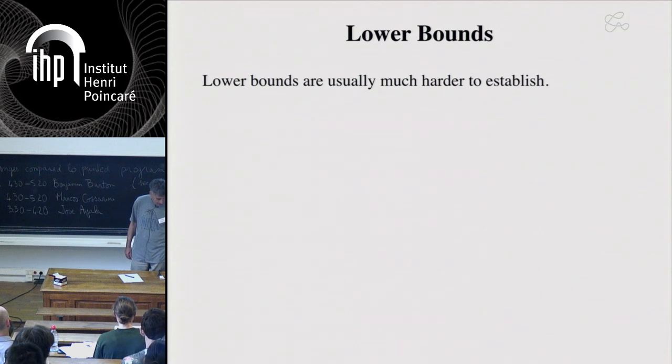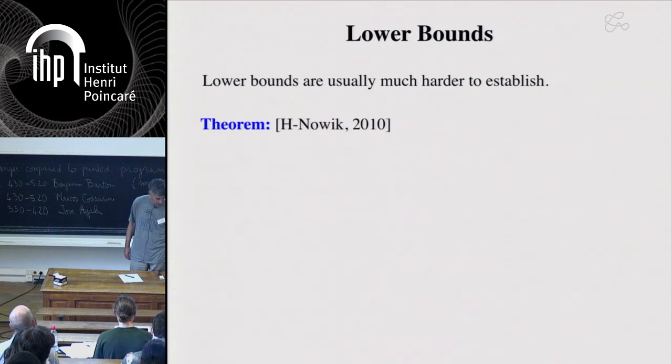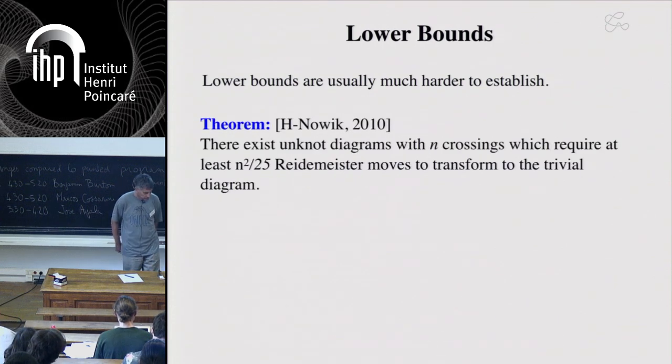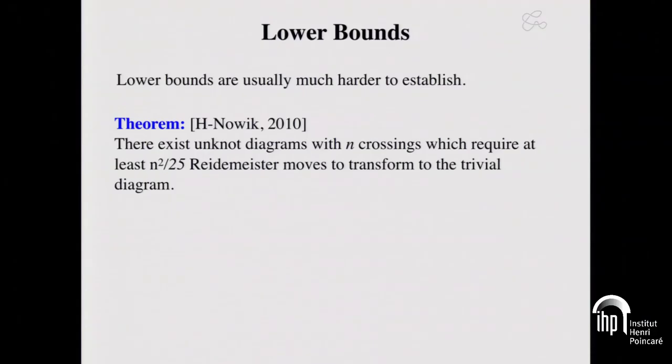So in the last minute, I'll just say something about lower bounds. It's possible to show that there are unknot diagrams that need more than linearly many Reidemeister moves to transform them to the trivial diagram. In fact, they need at least n squared over 25.